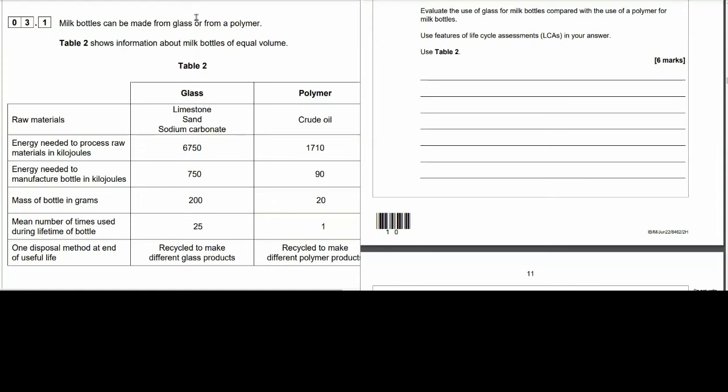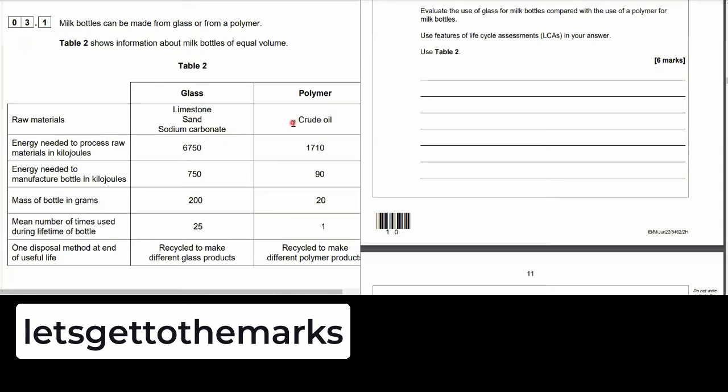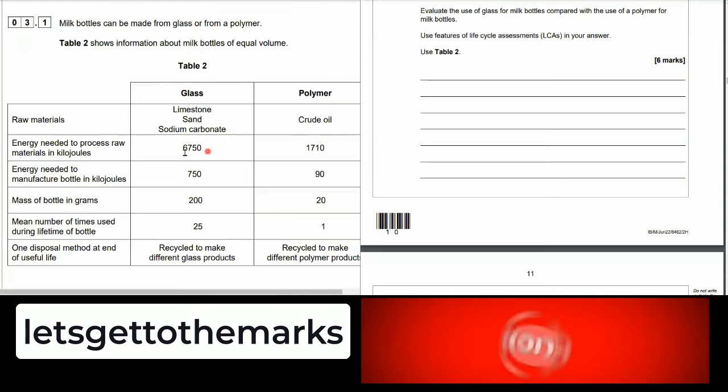Now we've got to evaluate the use of glass for milk bottles compared with the use of a polymer for milk bottles. Use features of the life cycle assessments, LCAs, in your answers. So here we have lots of information given over here, and we can basically compare and evaluate. You can argue either that glass is better or that polymer bottles are better, and you just have to give some evidence. So go ahead and do that. When it says evaluate, they want your opinion as well as you comparing using the information.